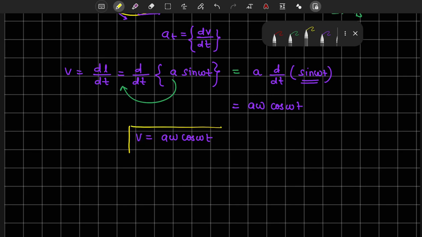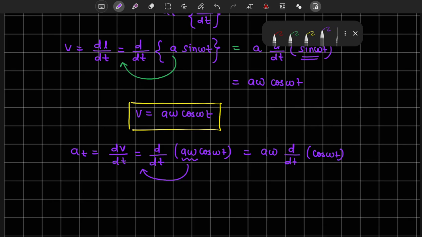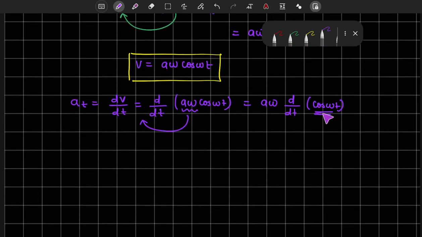Now if we find the expression for a_t, we can write it as dv by dt, which is d by dt of a omega cos omega t. Again, a omega is constant, so we can take it outside and write a omega times d by dt of cos omega t, and the derivative of cos omega t is minus omega sine omega t. So we get minus a omega square sine omega t. The expression for a_t is minus a omega square sine omega t.